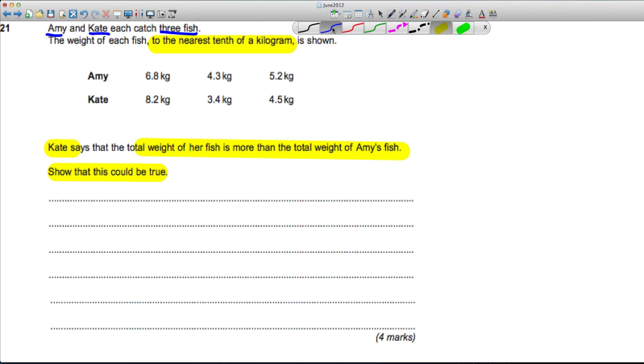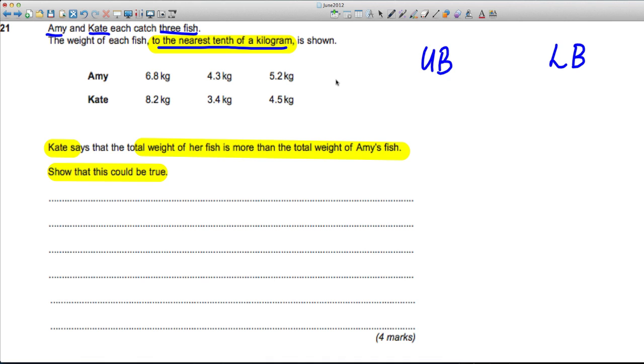Now this question is all about upper bounds and lower bounds. If you only know something is accurate to the nearest tenth, your unit of accuracy is 0.1 kilograms. So therefore, you half this and you add on 0.05 kilograms for the upper bound, and you take away 0.05 kilograms for the lower bound.